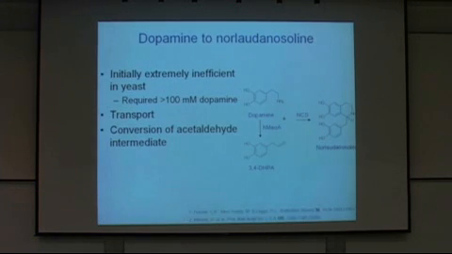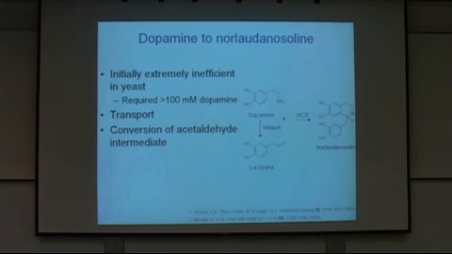Okay. But ultimately, the goal is to not use norlaudanosoline as a substrate. We want to be producing these molecules and synthesizing the BIA backbone inside the yeast host. So previously, they had published reactions both in Aspergillus and E. coli, converting dopamine to norlaudanosoline.